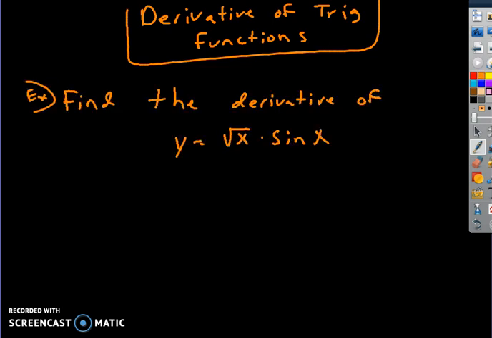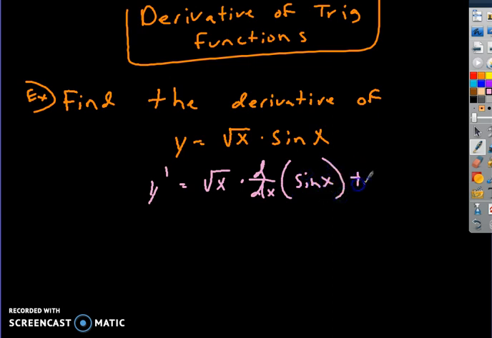So the first problem says find the derivative of y equals square root of x times sine of x. So this is product rule happening. So I know y prime should equal the square root of x times the derivative of sine of x plus sine of x times the derivative of the square root of x. So that's true. Y prime should equal the square root of x.